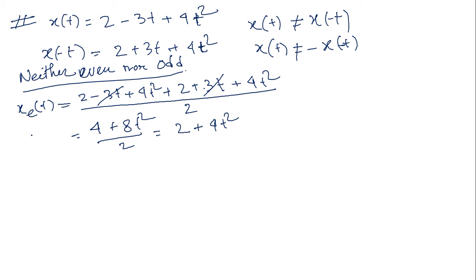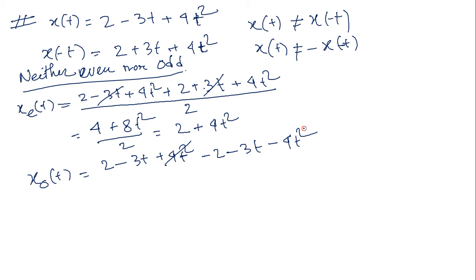2 plus 4t square is x even of t. Now x odd of t is 2 minus 3t plus 4t square minus of 2 plus 3t plus 4t square. So we can balance both, and now we get minus of 6t by 2, that is minus of 3t, that is x odd of t.